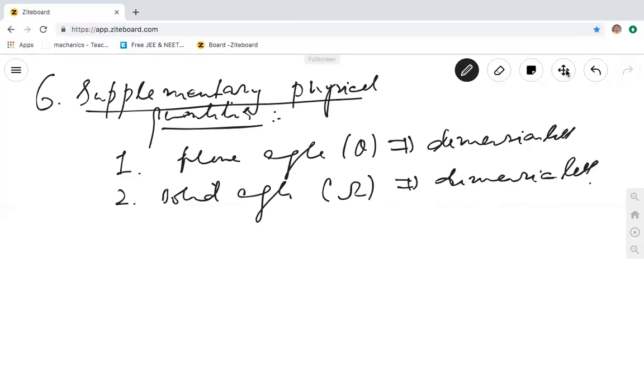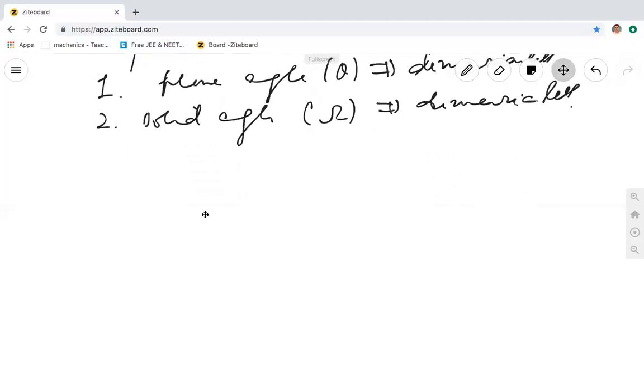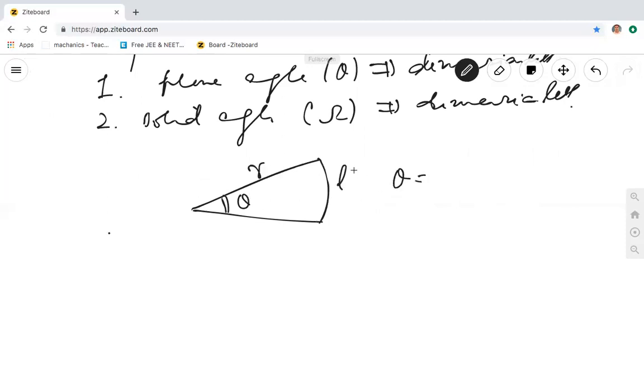Let me work out why they are dimensionless. Suppose these are the two lines, and I want to find the angle between them. I will put an arc from here to here. Let this be R, and let the arc length be L. This theta is defined as arc by radius. So it is length by length. It is dimensionless.